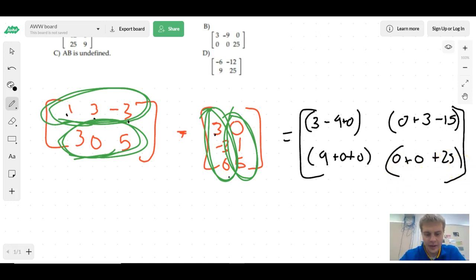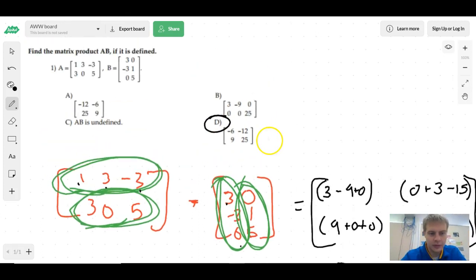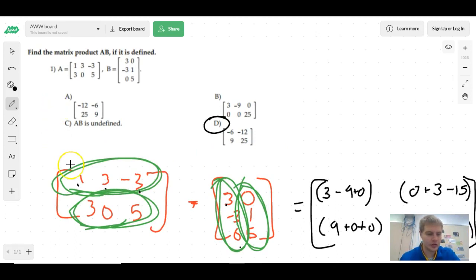And so that would give us a final answer of negative 6, minus 12, 9, and 25, which would be D. Okay? So make sure when you're multiplying these that you're multiplying row by column, and that everything that you multiply you're putting in a parenthesis. Let's do the next one.